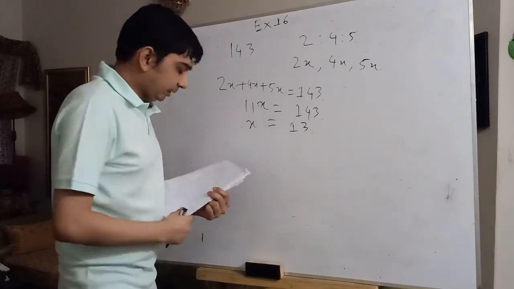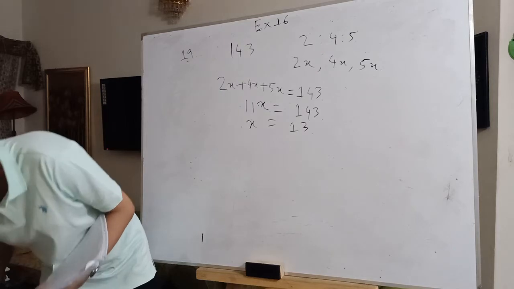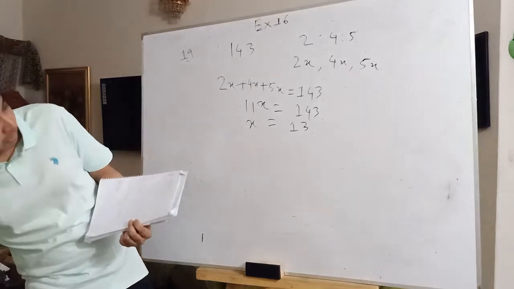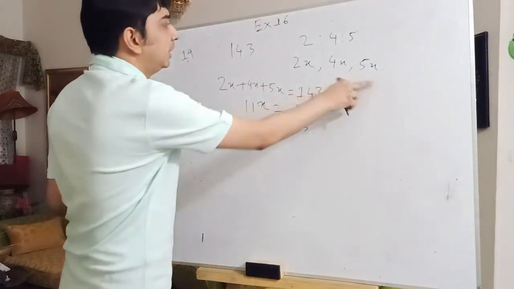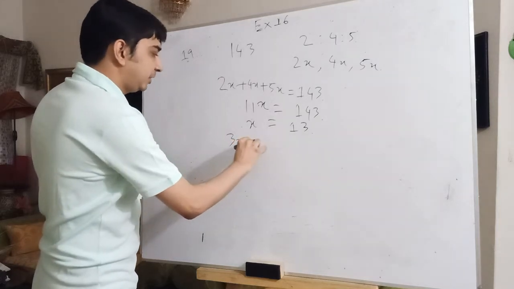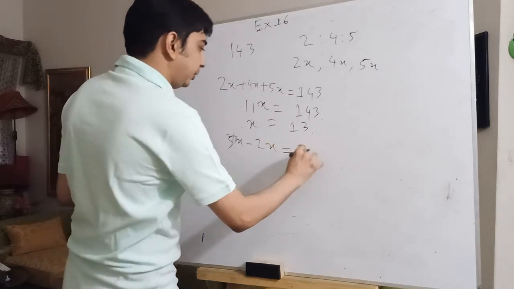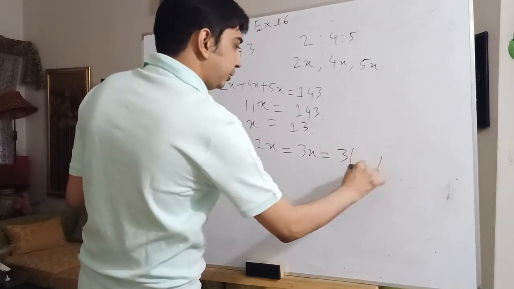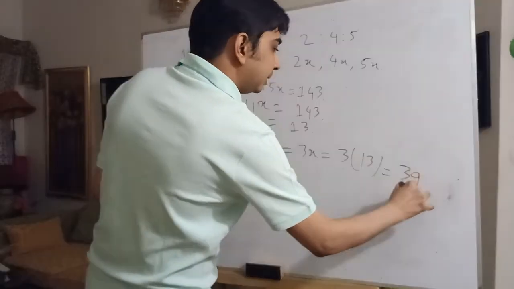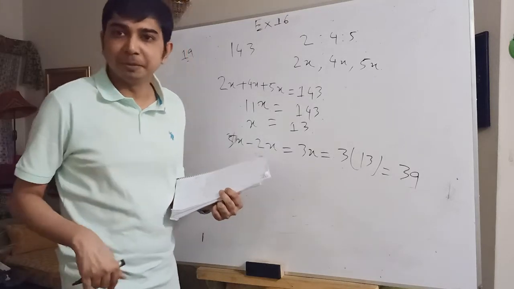So x will be equal to 13. Then the question they're asking is, what is the difference between the largest share and the smallest share? The largest share here is 5x and the smallest share is 2x. So the difference is 5x minus 2x, which is 3x, which is 3 into 13. So it is going to be $39, or 39 pounds, whatever the unit given.